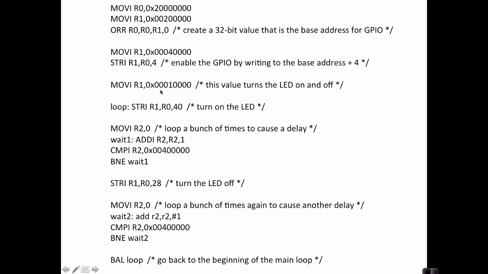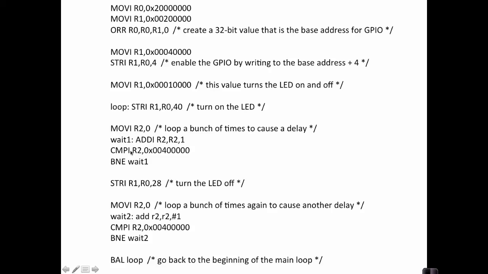Okay, so the next thing I need to do is, I'm done with register 1 again, so I'm going to move this value into register 1. This is the value that I need to either turn the LED on or off. And then I store that value that's in register 1 to that base address plus 40 this time. This is where I have to write to turn the LED on. Notice that this instruction is preceded by a loop label here. This is the label for the instructions. So when I want to branch back, I can refer to that, and you'll see down here at the very bottom, branch always to loop. That brings me back up here.